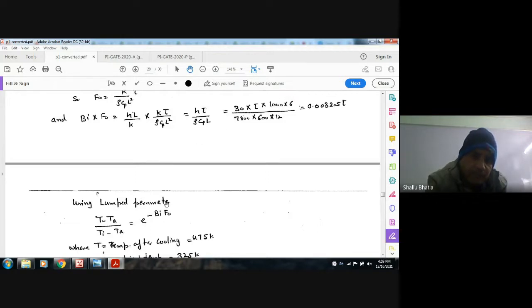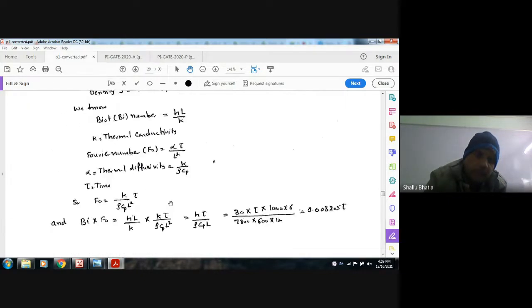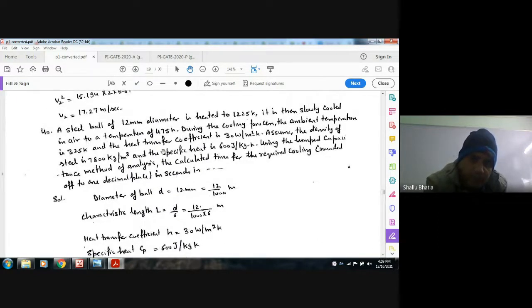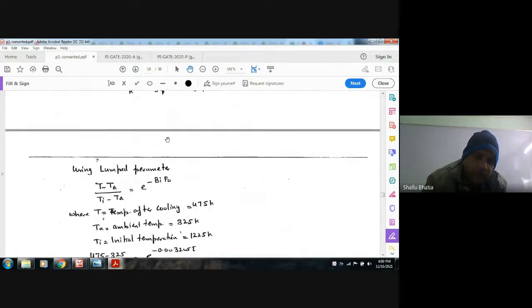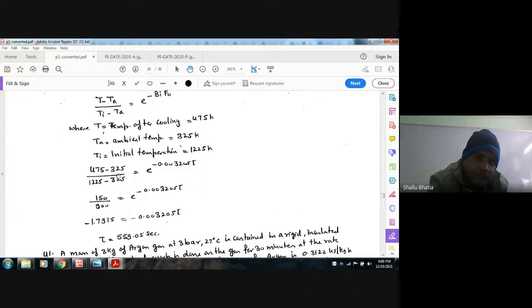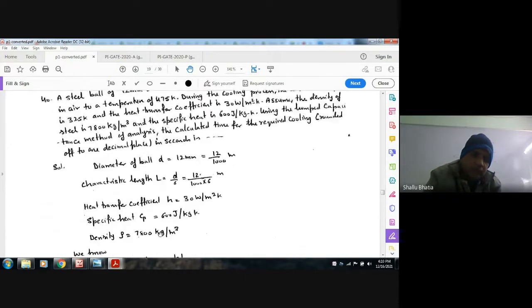By putting this Biot number into Fourier number, it will cancel out, and this product will be equal to 0.003205 tau, in terms of tau. You have to calculate the time when the ball reaches 475. So 475 minus 325, where 325 is the temperature of the coolant, divided by 1125, the initial temperature, minus 325. We can put this in and find tau as 559.05 seconds. So the answer is 559.0.